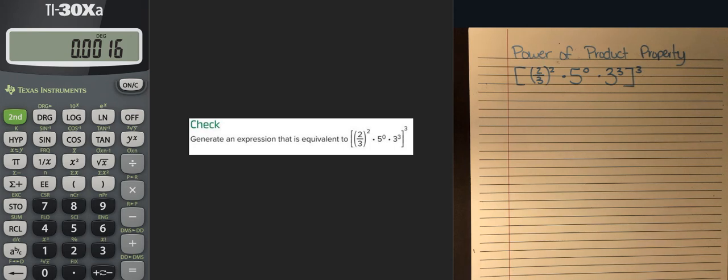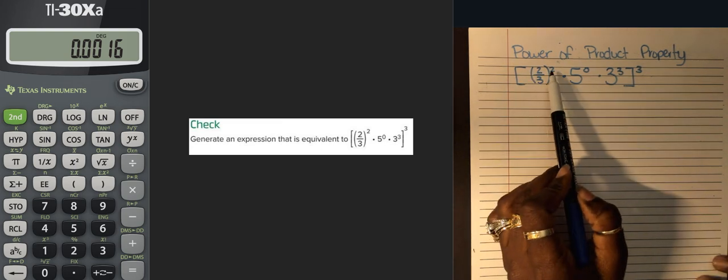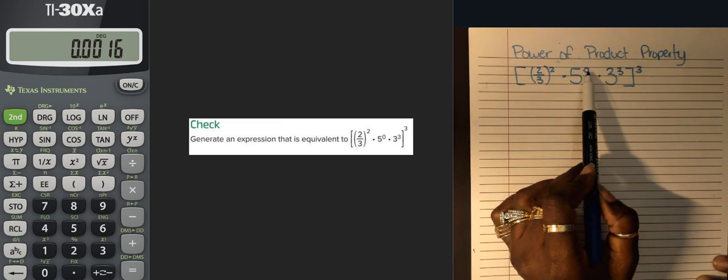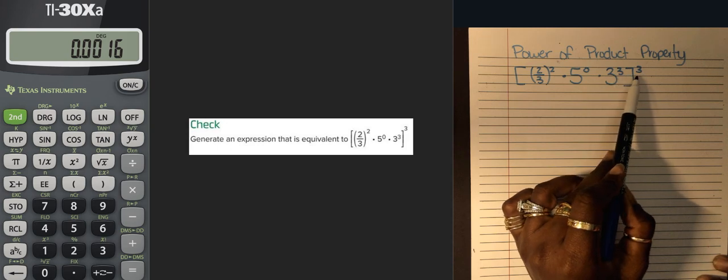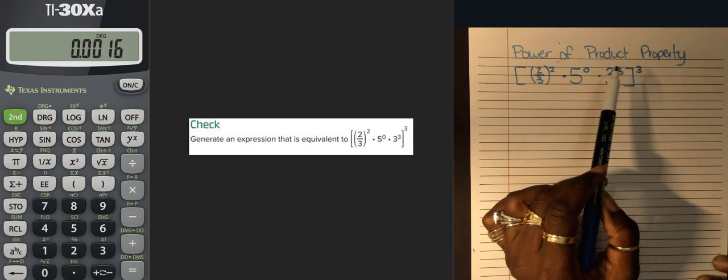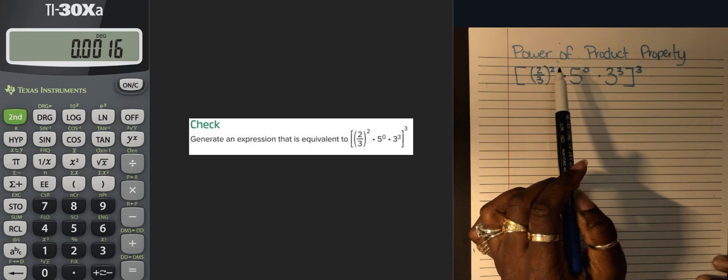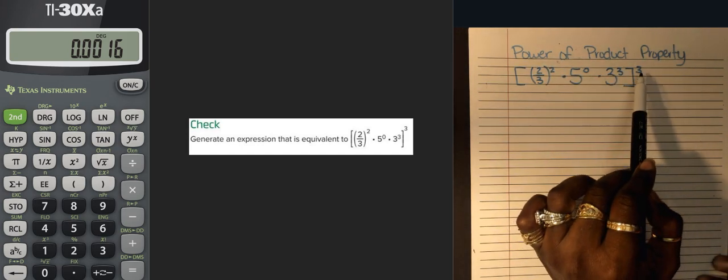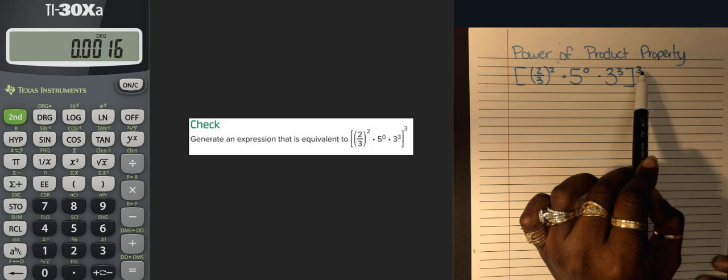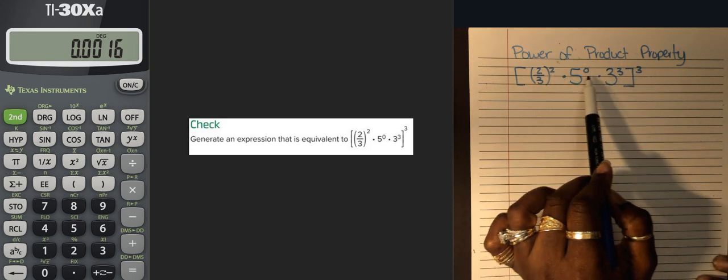All right, so we have another question where we are going to generate an expression that is equivalent to (2/3)^2 times 5^0 times 3^3, and all that is going to be raised to the third power. So remember, under the power of a product property, I am going to use the distributive property to apply the power of 3 to each of these terms.